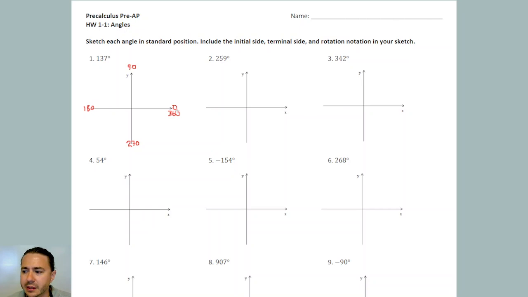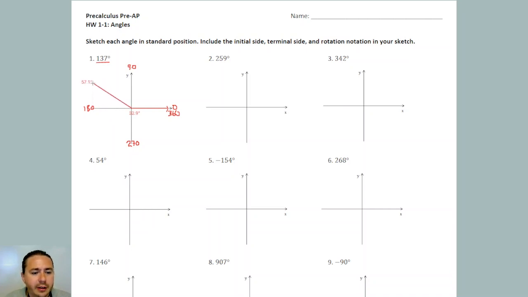The reason I'm doing this is because if I look at 137, I'm not going to use a protractor or anything like that. I just want to estimate where this needs to go. So 137 is going to be in quadrant 2 because it's in between 90 and 180. Let's draw our initial side, and then our terminal side will be right here. So 137, see, minus 180.